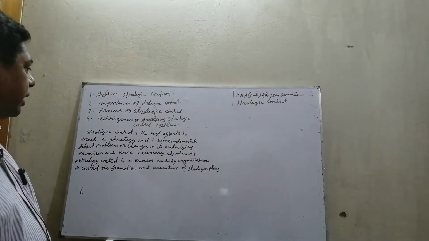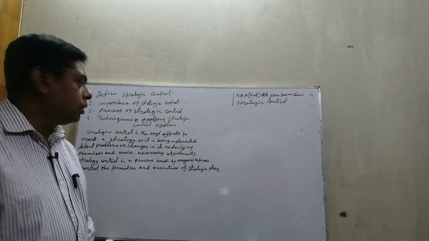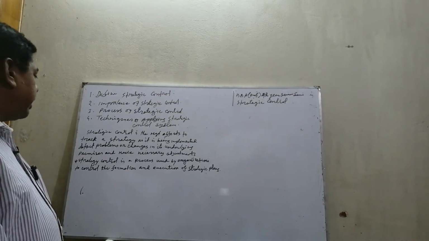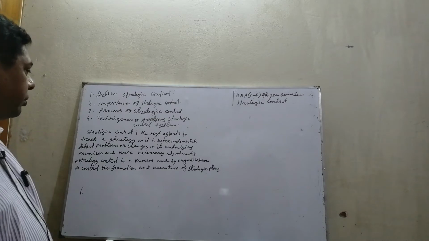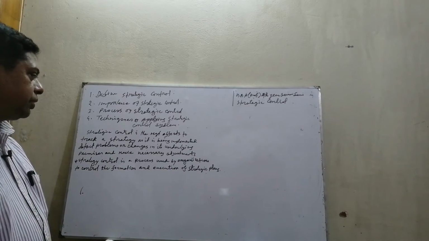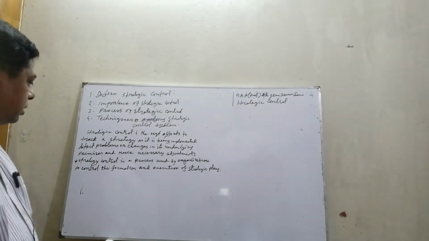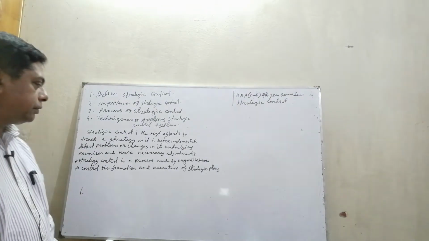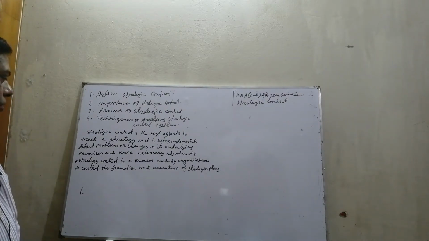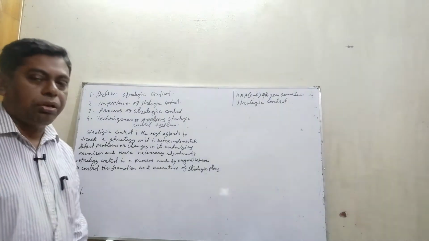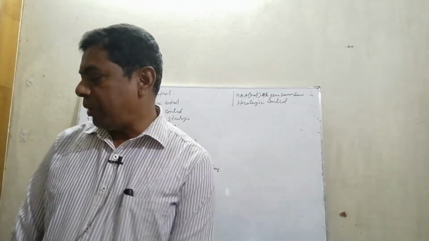So, strategy control is the management effort to track a strategy as it is being implemented, detect problems or changes in its underlying premises, and make necessary adjustments. Strategy control is the process used by an organization to control the formation and execution of strategic plans.